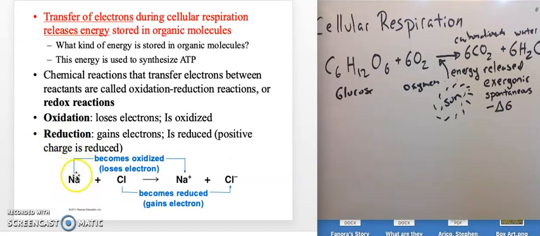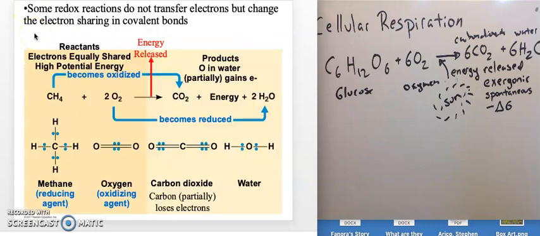I'm going to say the sodium that gave away the electron becomes oxidized, and the chlorine that gains the electron becomes reduced. If you look at oxidation and reduction in organic molecules, it's harder to see what becomes oxidized and what becomes reduced because the total number of electrons aren't really changing, but their distribution does. So here's a simple example of combustion of methane gas, CH4.